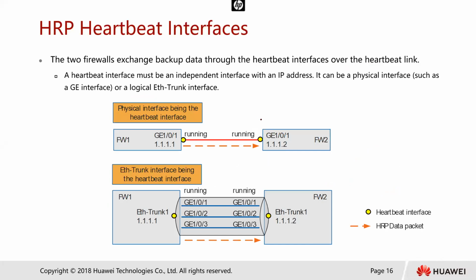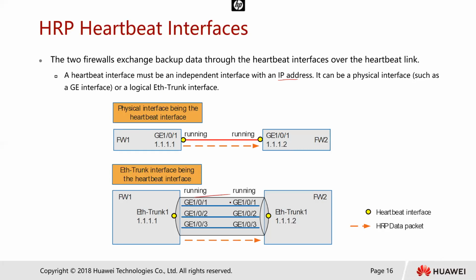On the heartbeat interfaces, usually backup accounts for about 20 to 30% of the service traffic, and you can determine the number of Ethernet trunk interfaces that you can put together to enable effective backup of data. So the two firewalls exchange backup data through heartbeat interfaces over the heartbeat link. And the heartbeat interface must be an independent interface with an IP address, and it can be a physical interface such as a gigabit Ethernet interface, or it can also be a logical Ethernet trunk that you have bundled together.